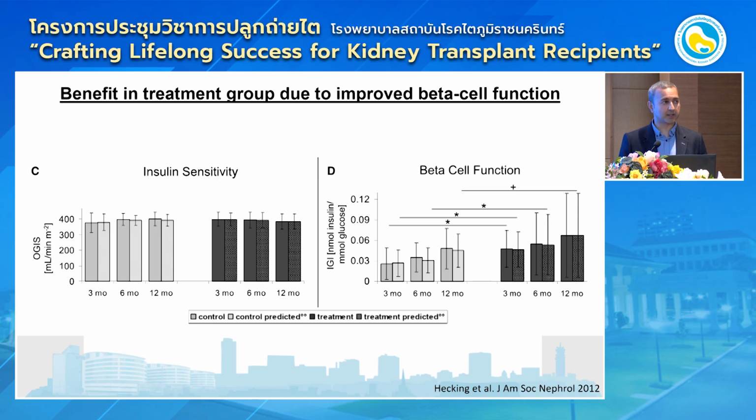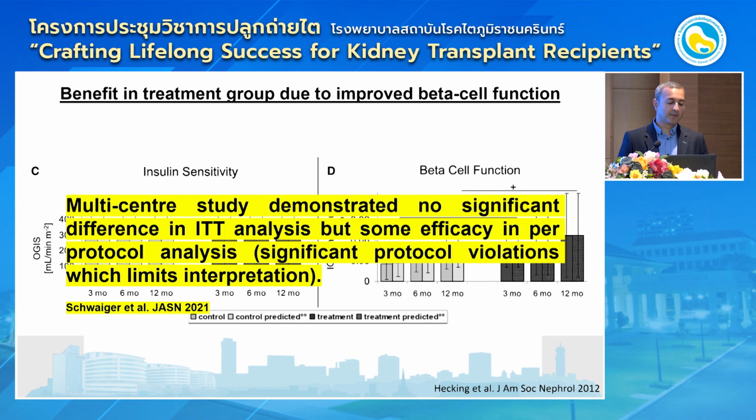Now, this was a single center study done in Vienna, and this was published in JASN over 10 years ago. And then the investigators did a multi-center study, which involved a few other centers in Europe. Now, unfortunately, the multi-center study in the intention to treat analysis didn't show any significant difference. But there was a significant difference if you looked at the per protocol analysis. So the difficulty here was that there were lots of protocol violations.